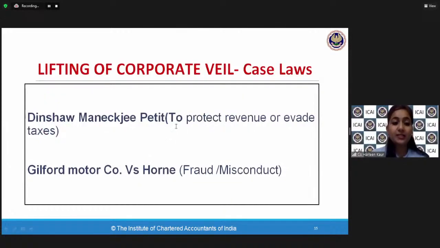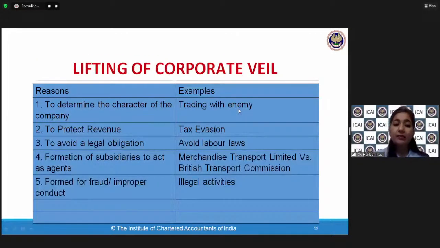Okay, so Dinshaw case is clear. Similarly, Guilford Motor Company. Let me just go over there first. So children, protecting revenue, avoiding legal obligation. Another case law given in the study material is Workmen of Associated Rubber Industry Limited versus Associated Rubber Industry Limited. Now what happened in this particular case law?